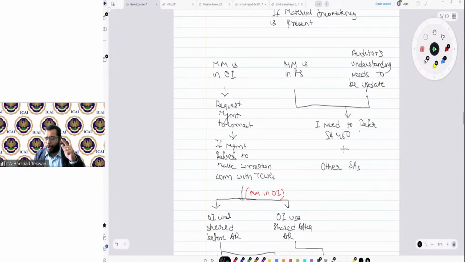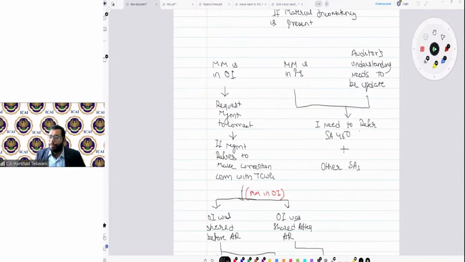Why 450? Because SA 450 guides us on how to evaluate misstatements. If you read SA 450, it talks about when you evaluate the misstatement and the auditor determines that the uncorrected misstatements are material. If I determine the uncorrected misstatements are material, individually or in aggregate, then what could be the effect of uncorrected misstatement? What do I need to do?